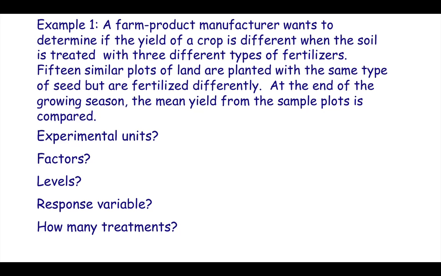All right, so a farm product manager wants to determine if the yield of a crop is different when the soil is treated with 3 different types of fertilizer. 15 similar plots of land are planted with the same type of seed, but are fertilized differently. At the end of the growing season, the mean yield from the sample plots is compared. Okay? So who or what are the experimental units?